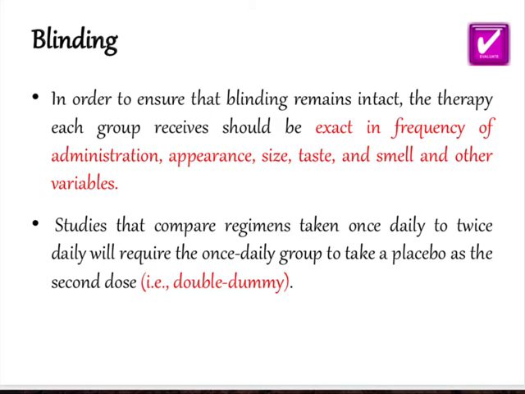In order to ensure that the blinding remains intact, the therapy of each group should be exact in frequency of administration, appearance, size, taste, smell, and other variables. And this is what we call the double dummy.